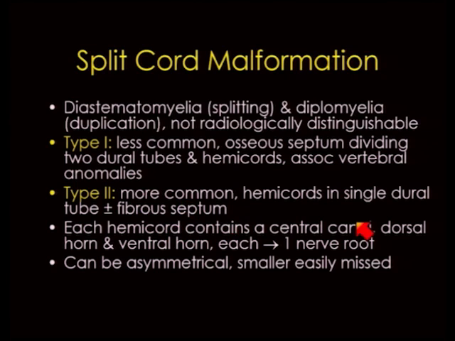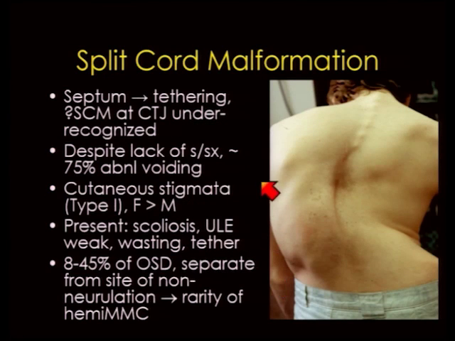Each hemichord contains its own neural elements. They can be quite asymmetrical as well, and you really want to look carefully for a second smaller hemichord. Again, as I mentioned, that septum causes tethering. I think these are far more common to occur at the cervicothoracic junction than we give them credit for, and they don't have a septum. Even though they may not have overt symptoms, on formal urologic testing, a significant number have abnormal voiding.